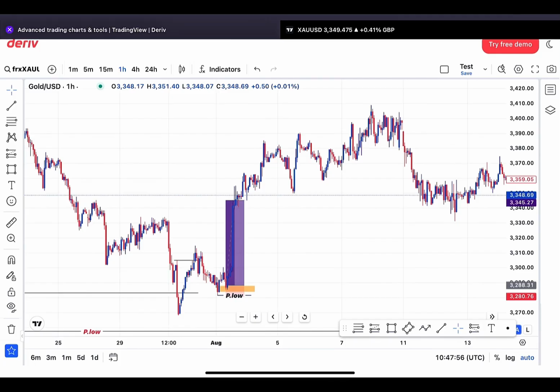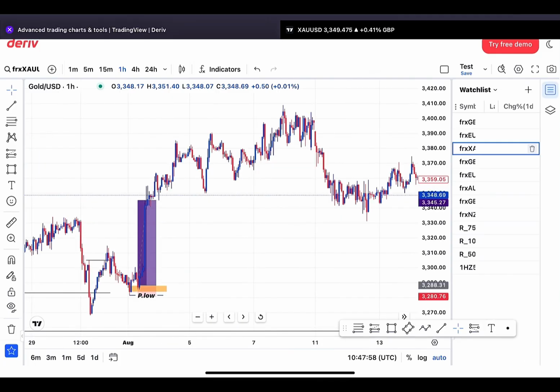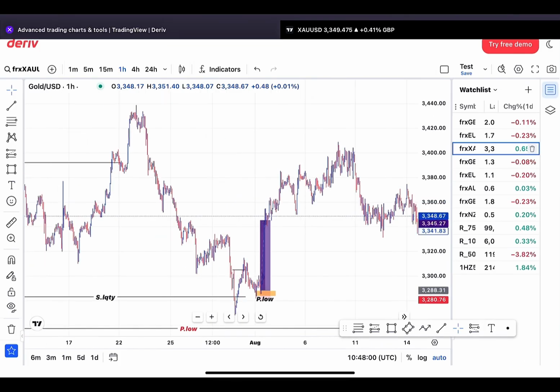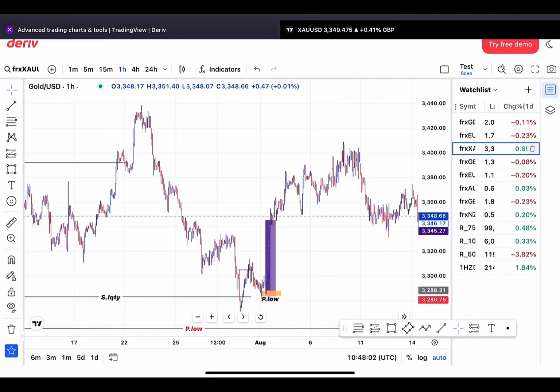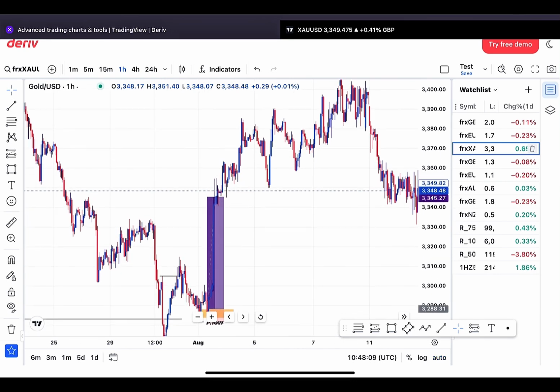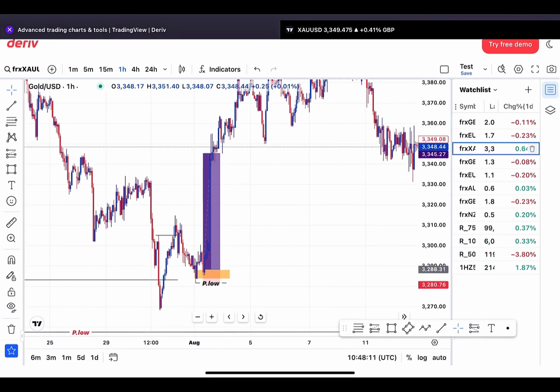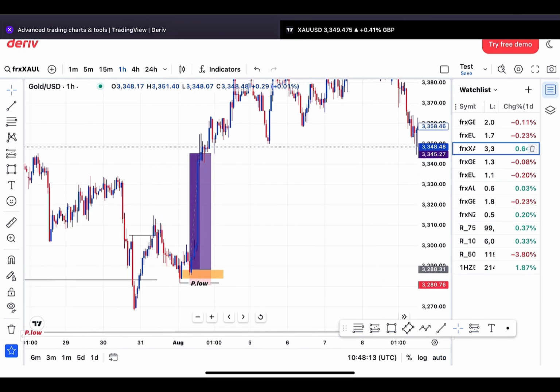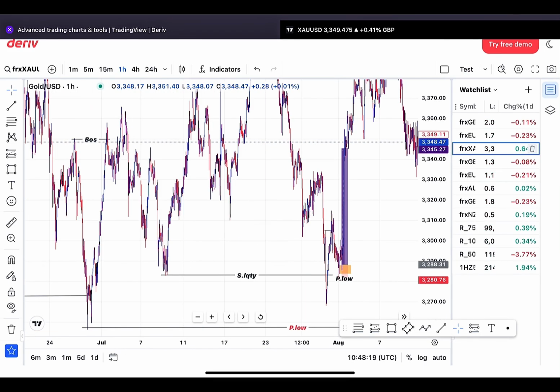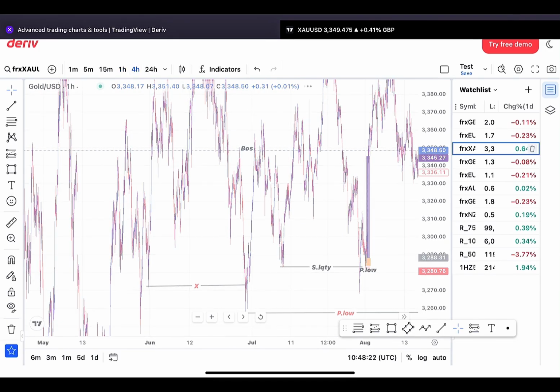Very simple as that. So don't forget, guys, this is the main reason why the market moves: liquidity. The market always targets liquidity, either up or down. The market always targets liquidity. If you can't spot the liquidity, then you are the liquidity. So this is our analysis.